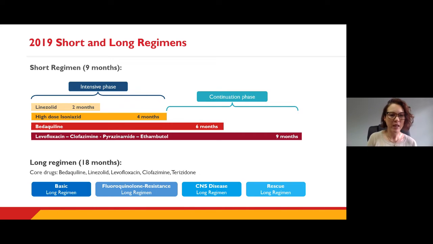So just to recap, all of the people that we reviewed during that period were on the 2019 guidelines. So they were receiving either the short 9-month regimen with 2 months of linezolid and 4 months of high-dose isoniazid in the intensive phase, followed by completion of 6 months of bedaquiline, and then a full 5 months continuation phase of levofloxacin, clofazimine, pyrazinamide, and ethambutol. Those that were on the long regimen would have received one of the 4 long regimens within the guideline, with the core drugs of bedaquiline, linezolid, levofloxacin, clofazimine, and terizidone.